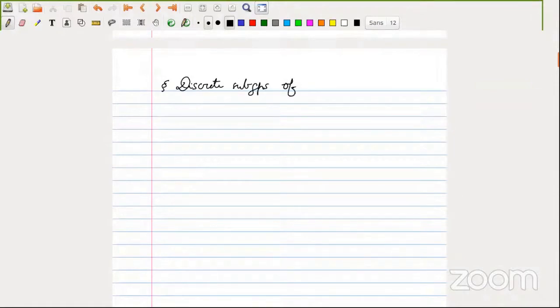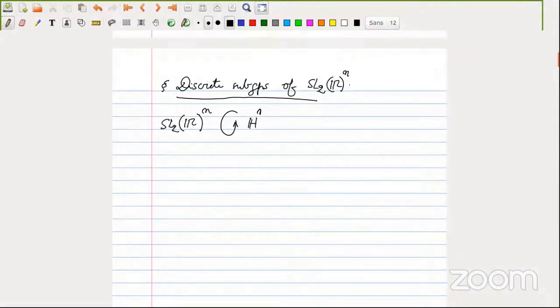Discrete subgroups of SL2R, and what are these? These are important to define in the case n equals 1. These were important to define elliptic modular forms. Before we do that, let me just recall for you what the action is. I have SL2R to the n, and it's going to act on H to the n. How is this action done?